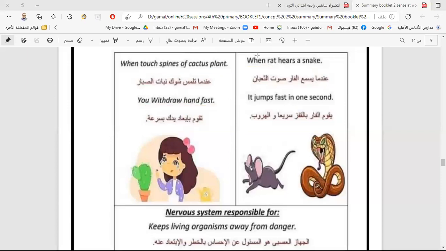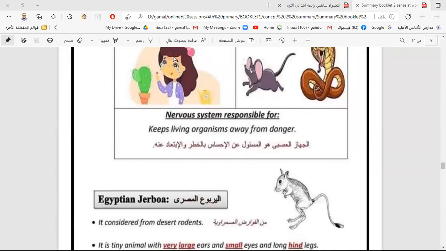Is it okay? This is how the nervous system protects your body. So we say that the nervous system is responsible for keeping the living organism away from danger.